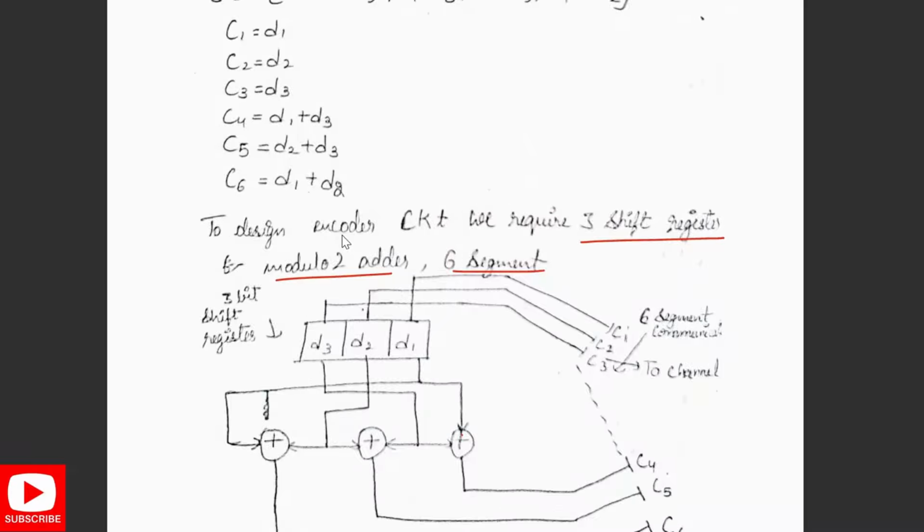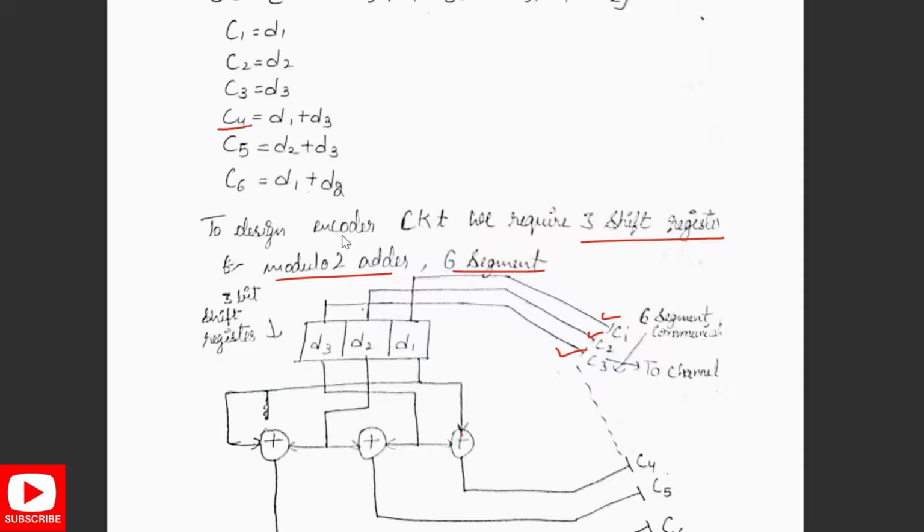Like D1 is given as what? C1 is what? Only D1. So first D1 goes to C1. So one is completed. Second, D2 goes to C2. Third is completed. And for D3 it is C3. So these are the 3 channels that get completed.